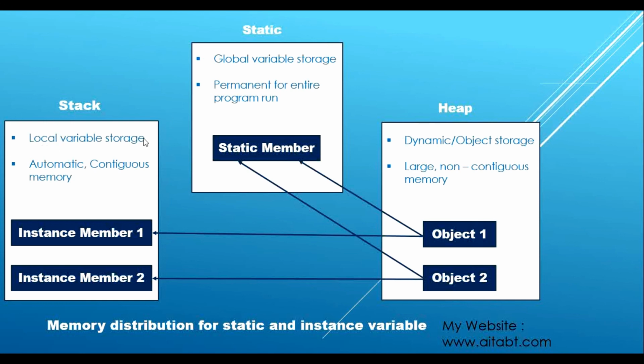Onto the stack, this is local variable storage. We have understood this before as well. This is automatic memory. We know the destruction and allocation of memory is automatic in this. And now, what is this contiguous memory? Why is the stack called contiguous memory? Because the stack allocates memory for the process in a contiguous format, that is, in a continuous manner.